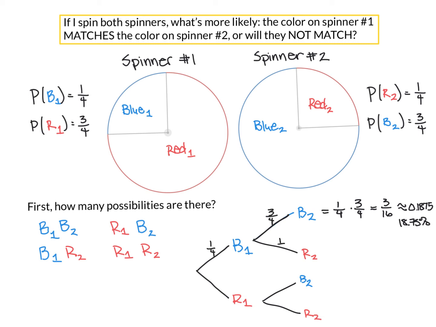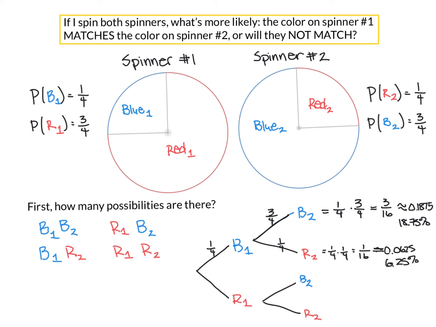If we instead took blue 1 and red 2, this has a probability of 1/4, so that's less likely to happen than if I go up this path. I would get 1/4 times 1/4, which is equal to 1 out of 16, which is exactly 0.0625, or 6.25%.